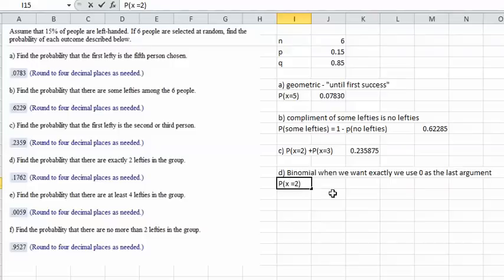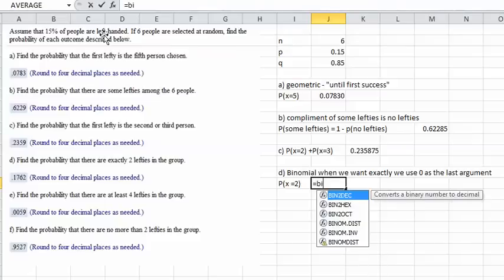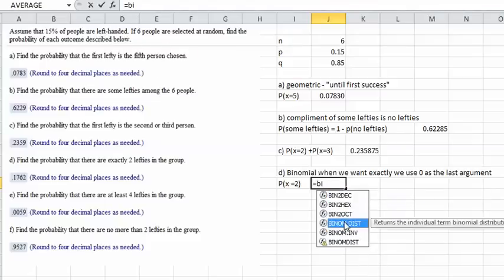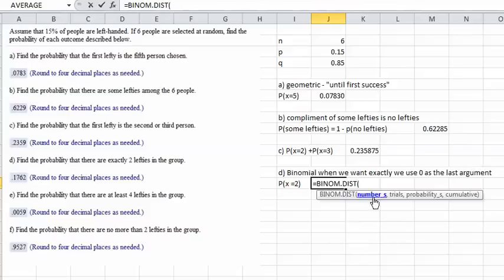So you'll come up here. I'm just going to go into a cell, the cell I'm in here, J something. I can't see it because the screen's up. But anyway, I'm going to go up here, and I'm going to say equals. And then I'm going to do the binomial distribution, which is right down here. And it has 4 arguments: the number S, the number of trials, the probability of S, and whether you want it cumulative or just right at the moment, which we just want right at the moment.